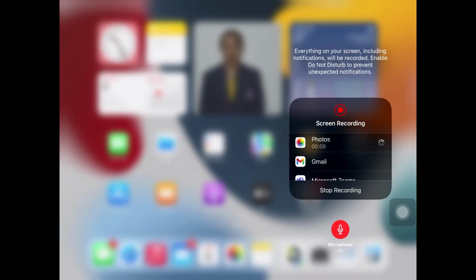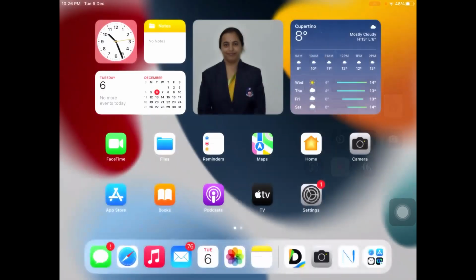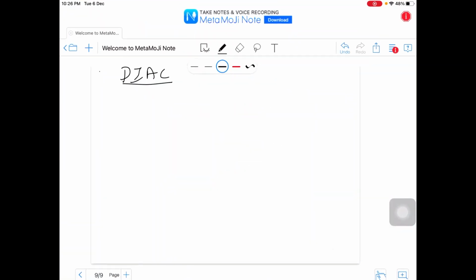We shall talk about the Diac today. The full form of Diac is diode for alternating current, or AC current. This is the Diac.